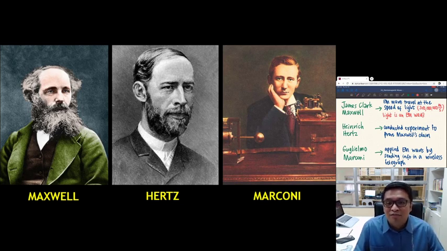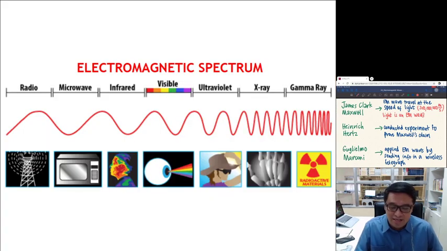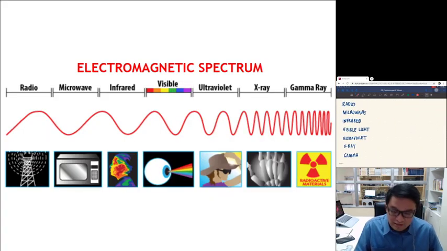Because there are different kinds of electromagnetic waves, we try to arrange them in terms of their wavelengths and frequencies. That's why we have an electromagnetic spectrum. In this spectrum, we see that there are 7 kinds of EM waves: radio waves, microwaves, infrared waves, visible light waves, ultraviolet rays, X-rays, and gamma rays.